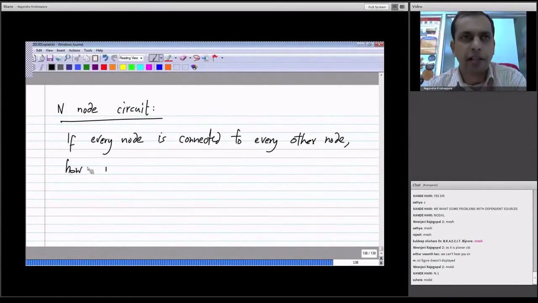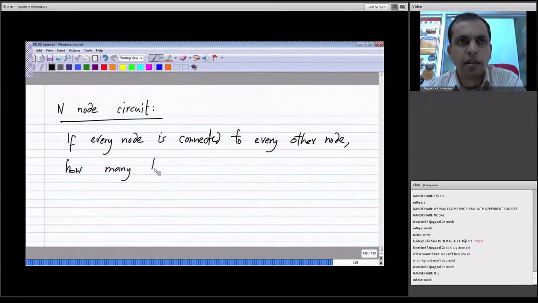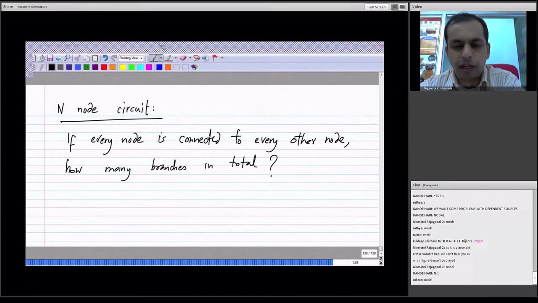Please try and answer this. That is, I have an n node circuit. Now how many branches there are depends very much on the circuit. But obviously the maximum is that every node is connected to every other node. That's possible, right? So in that case, how many branches in total will we have?